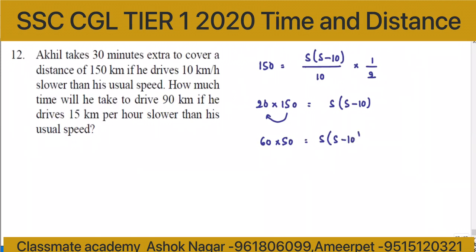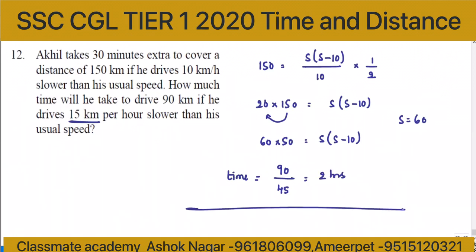Now, can you tell me what is s? S is 60. If you drive 15 km per hour less, I am directly taking it as 45. How many hours does it take to cover 90 kilometers? 2 hours. See how we are using it. We are using the formula: distance is equal to s1 s2 by s1 minus s2 into time gap.